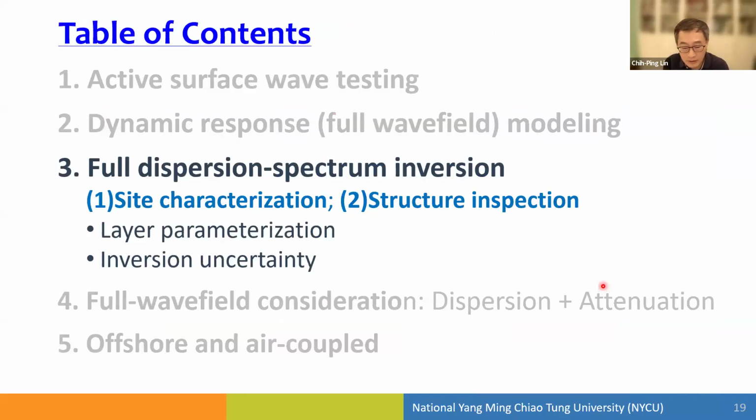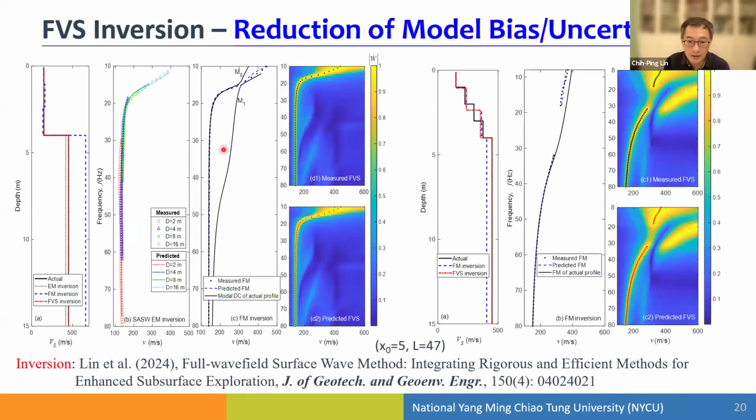So let's move to the inversion. I will start with a synthetic case, where we have a simple two-layer model. The black line is actually overlapped by the FVS inversion, the red line. This is a two-layer model. In this case, we also perform SASW effective mode inversion, and the effective mode SASW also works quite well, the green line.